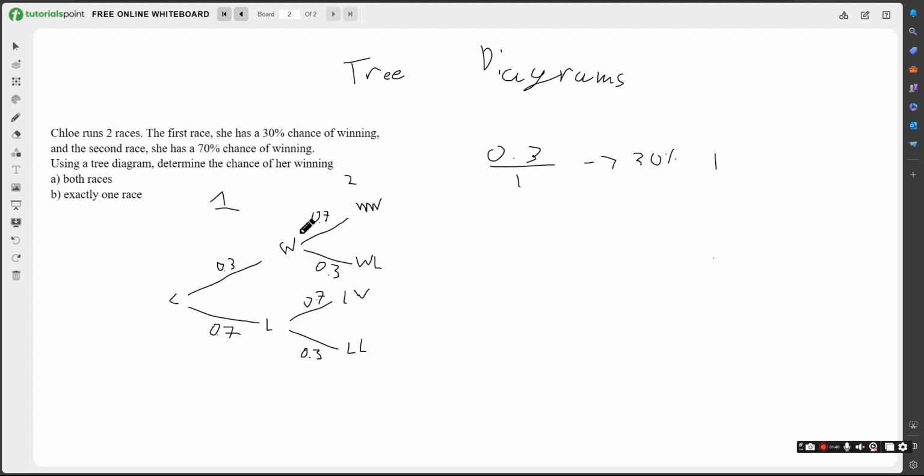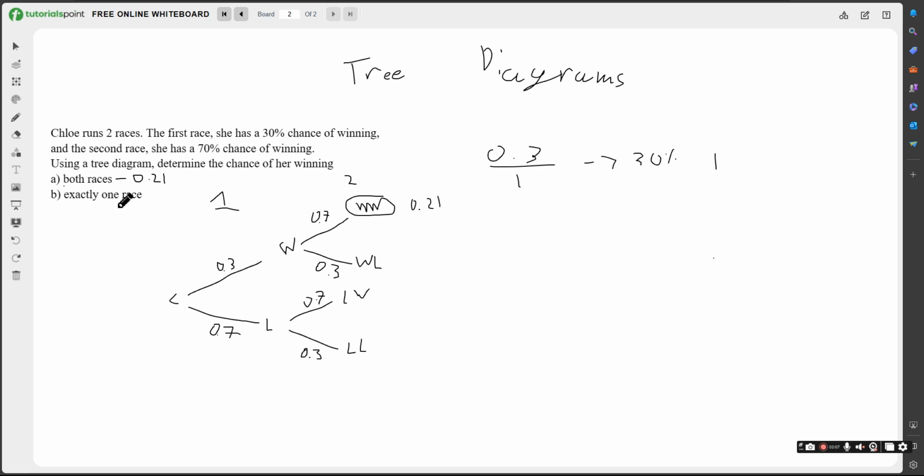So now first we need to determine the chance of her winning both races, which would have to be this. These are our 4 outcomes: win, win; win, loss; loss, win; loss, loss. When she wins both races, it has to be this outcome. And so to determine the probability of this outcome, we take the probability of this chain multiplied by the probability of this chain. So 0.3 times 0.7, which you can do in your calculator and will give you 0.21. So the answer to A is 0.21.